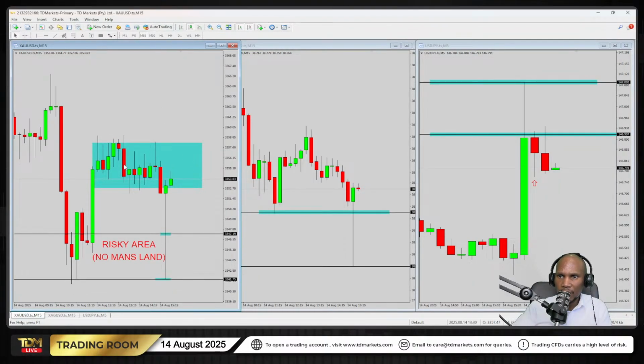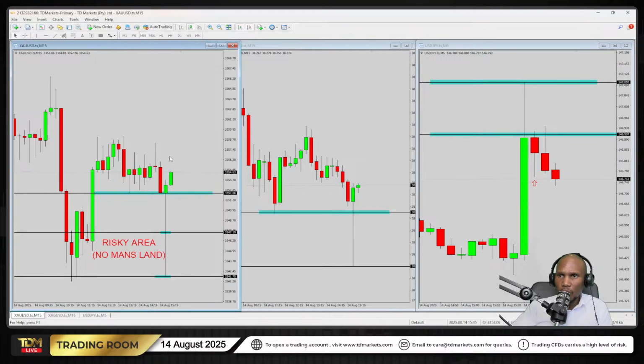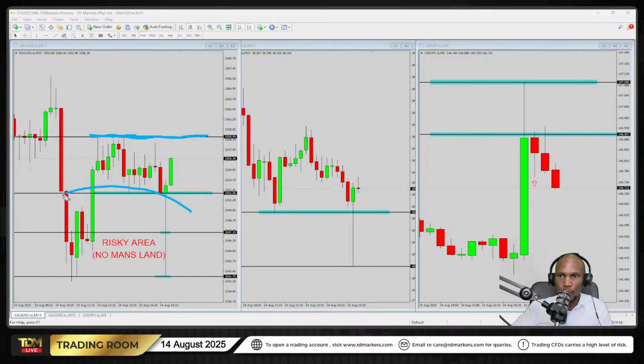Let's just wait a little bit. If gold manages to break this high, this top, then things are going to change. I don't think price will go down as anticipated. If it goes back up and breaks this high, then we have a huge rejection.